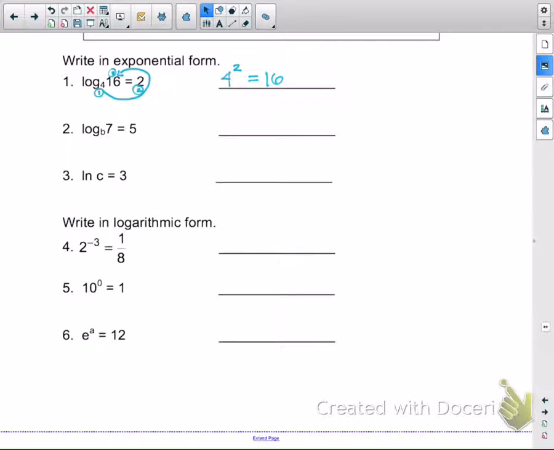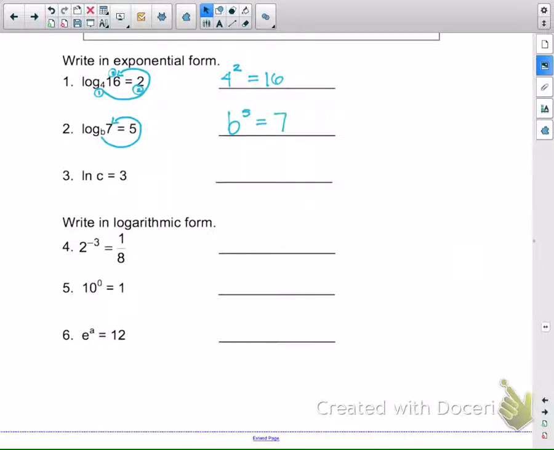Okay? So let's try that again with this second one. Again, if I drew that loop starting at the base, to switch that into exponential form, where would I start? b to the what power? Fifth power is equal to 7.